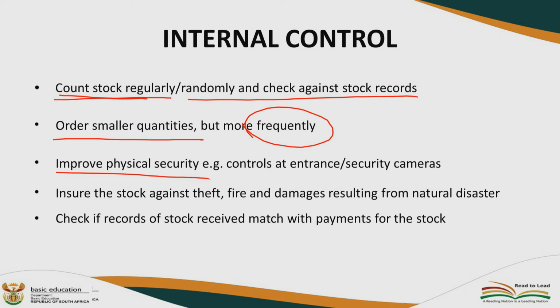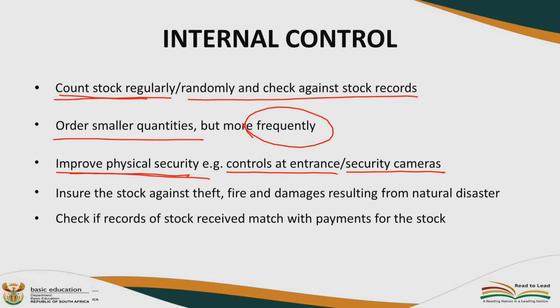Now, I've realized that in most exam questions, boys and girls just say, put CCTV. No, don't say that. You need to state it correctly and say, improve physical security. For example, you install your CCTV, that is your security cameras, and also you need to have some control at the entrance. I think you've seen it when you go to major retail outlets. When you're at the door, when you want to pass and you have not paid for something, the system quickly picks it up. So you need to have that as your internal control measures.